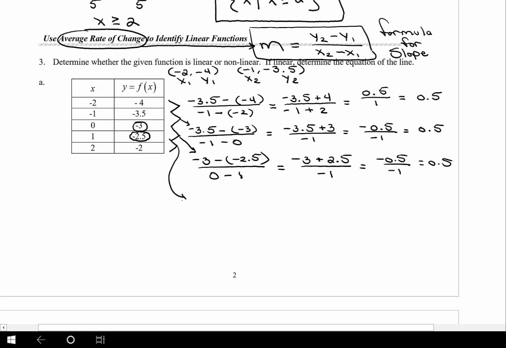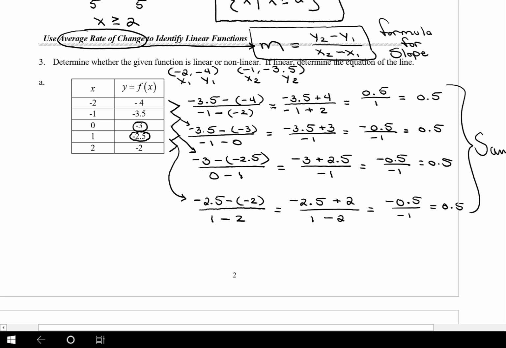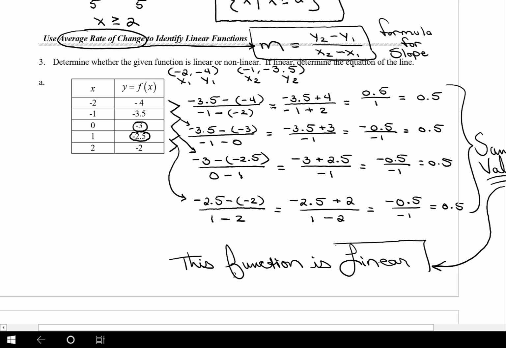And then the last set of ordered pairs here. This is going to be -2.5 minus -2 over 1 minus 2. So it's -2.5 plus 2 over 1 minus 2. This will be -0.5 over -1, which is +0.5. I got the exact same slope for all of these. What that's telling me is that this is a linear function. So I can write the equation of this line. Let's go ahead and do that step now.